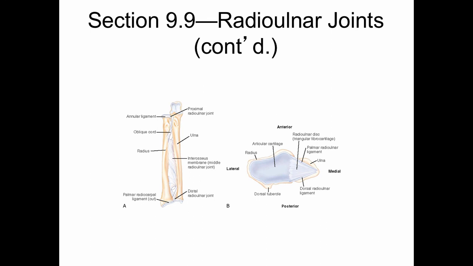The ligamentous structures of the proximal radioulnar joint include the fibrous joint capsule and annular ligament. The interosseous membrane and oblique cord, which form the middle radioulnar joint, are illustrated in Figure A. The joint capsule of the distal radioulnar joint is also seen in Figure A, and the radioulnar disc of the distal radioulnar joint is illustrated in Figure B. The radioulnar disc is also known as the triangular fibrocartilage.